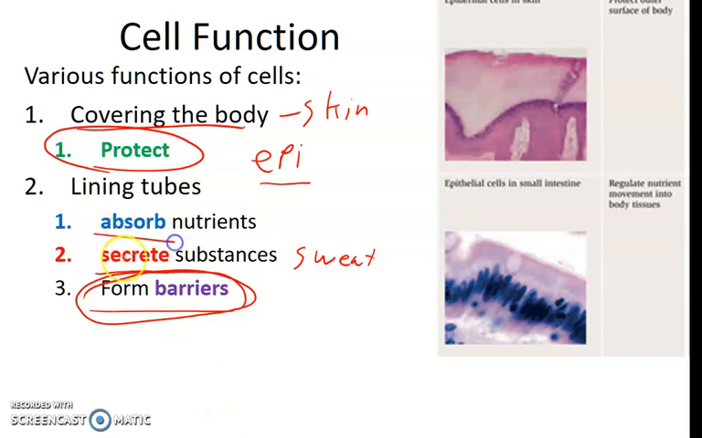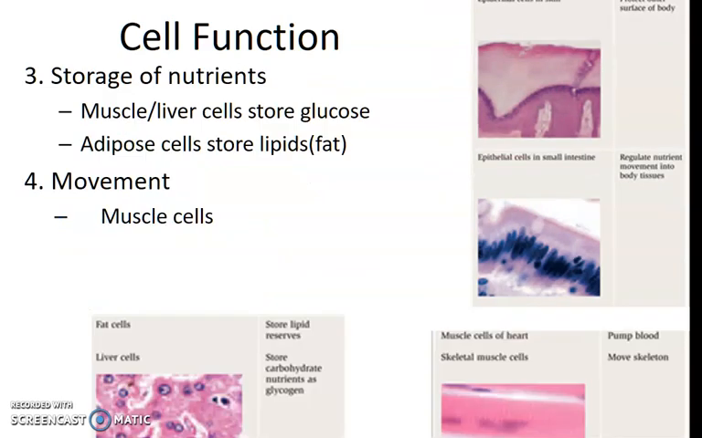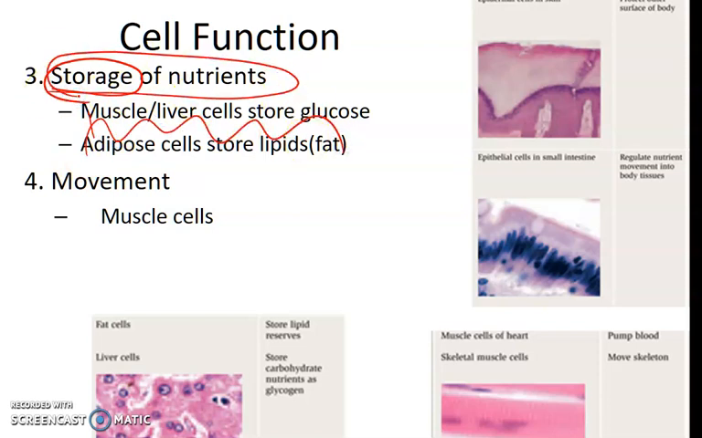And notice, I am coloring the words that I care about. So cells protect, absorb, secrete, form barriers. They store things. So storage, apparently my colors didn't save. So we're not going to worry about what they're storing right now. So just some examples. Adipose cells, they store fat. I have way too many of those. And muscle cells and liver cells store glucose. We really don't care about that right now. We care that they store nutrients. Now notice, I didn't put bone and calcium. Bone stores calcium, but it's not the bone cells. Movement, guess what kind of cells that is? That's right, muscle cells.